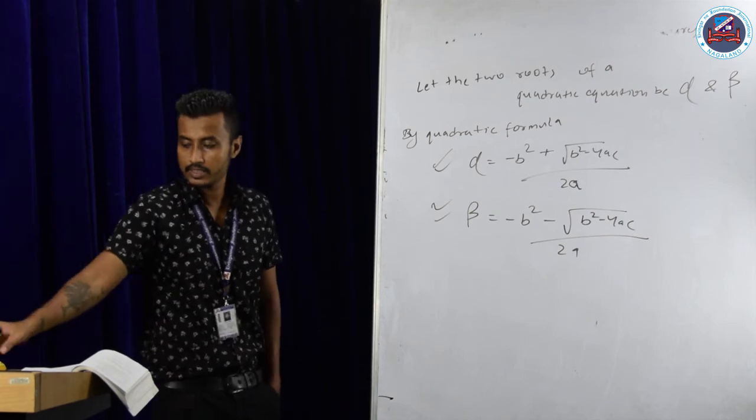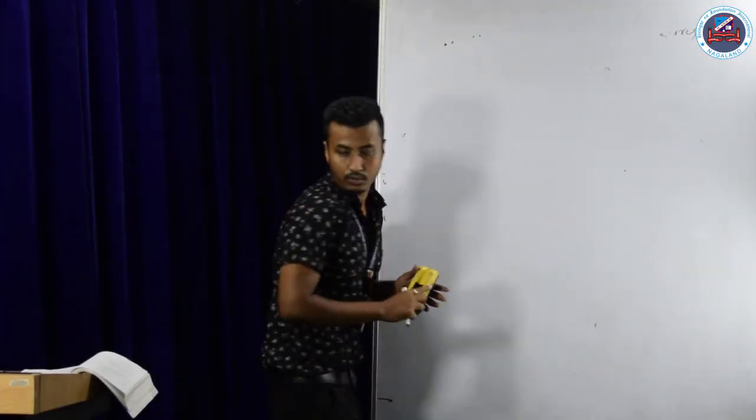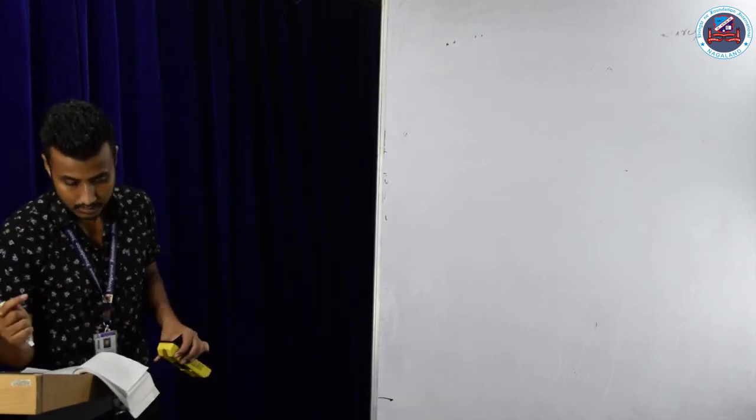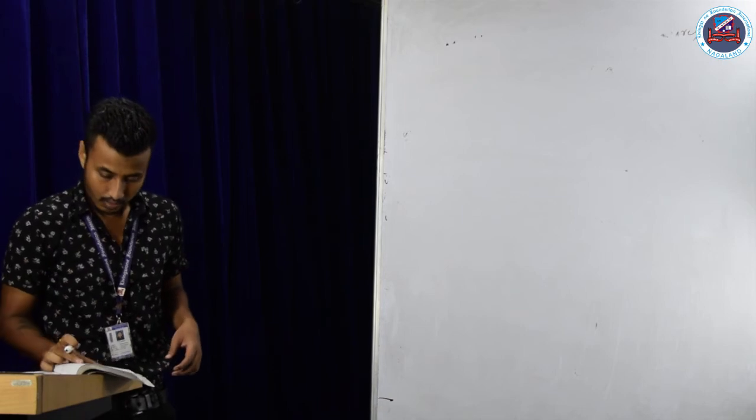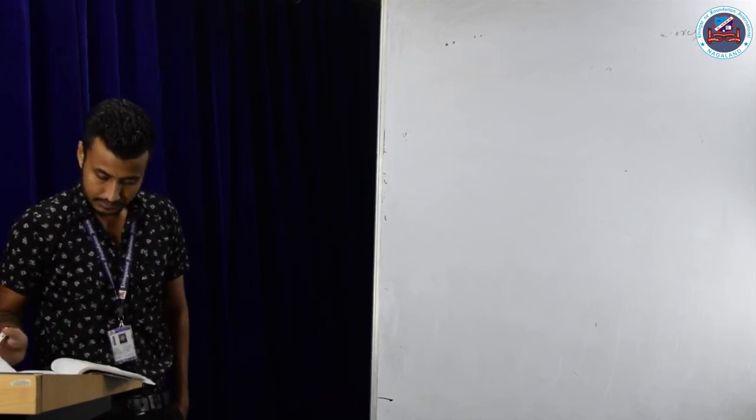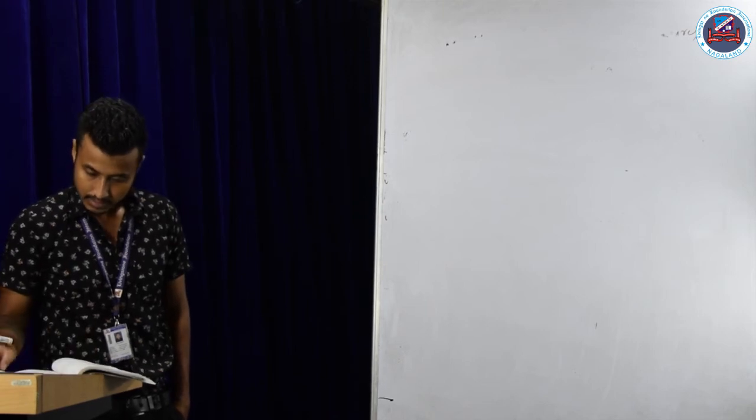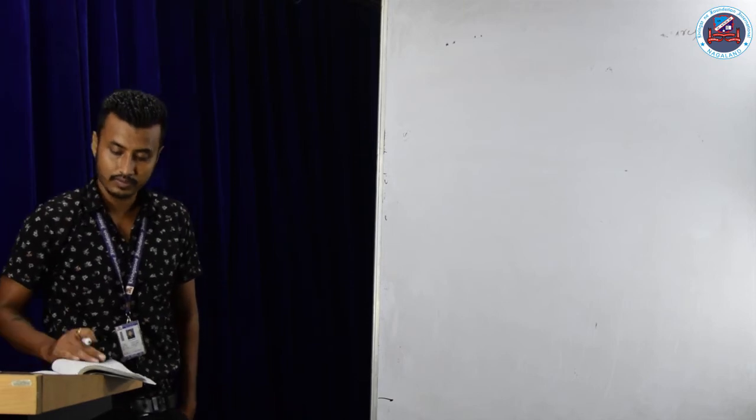Done guys, let's try to do some of the questions. If you want to learn more about the formula, you can go through it on page number 89. The quadratic formula is given on page number 89, also on page number 88, and also on page number 83. These are the three mentions of this formula.